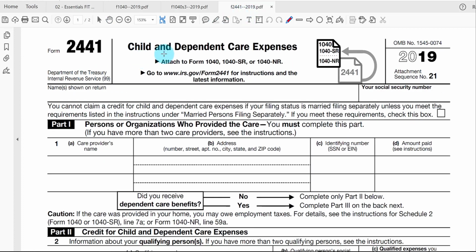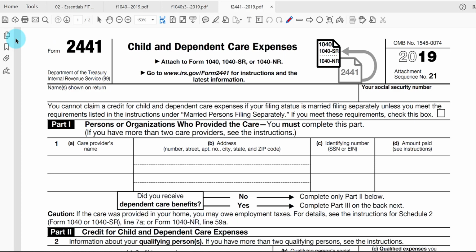The purpose of this child and dependent care expense credit is to give taxpayers a break to go to work. Maybe our taxpayer has a dependent child. We call that a qualifying child, usually under age 13, or other dependents that are typically mentally or physically incapable of taking care of themselves. So we need someone to take care of them so our taxpayer can go to work.